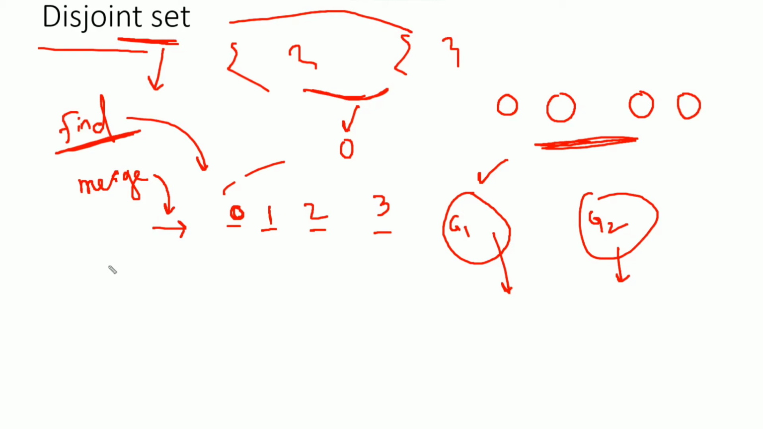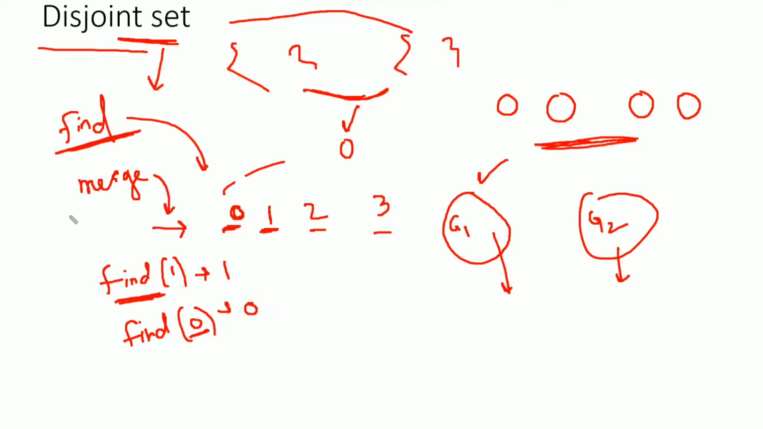Suppose I perform the find operation on 1. The find operation will return the representative of the group. Initially data 1 is a single data, and a single data will represent itself, so the representative of data 1 will be 1. If I find for data 0, data 0 is also a single data, so its representative will be itself.